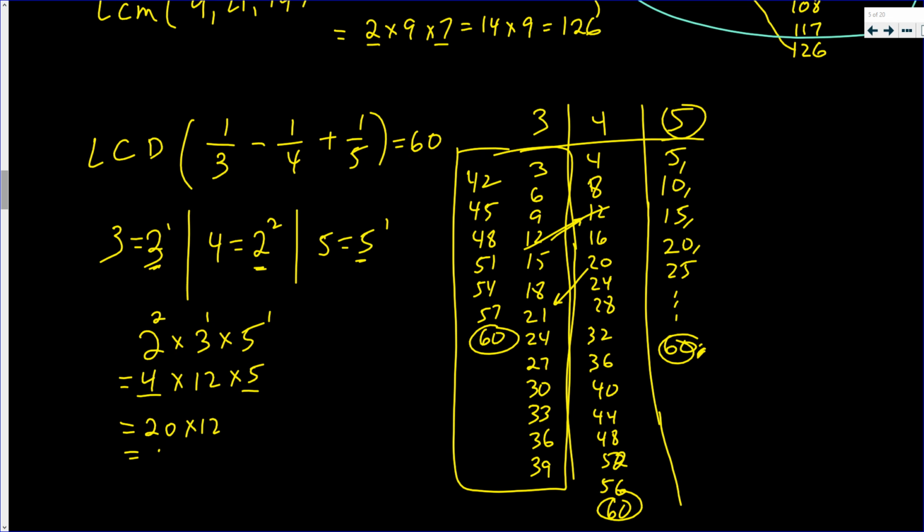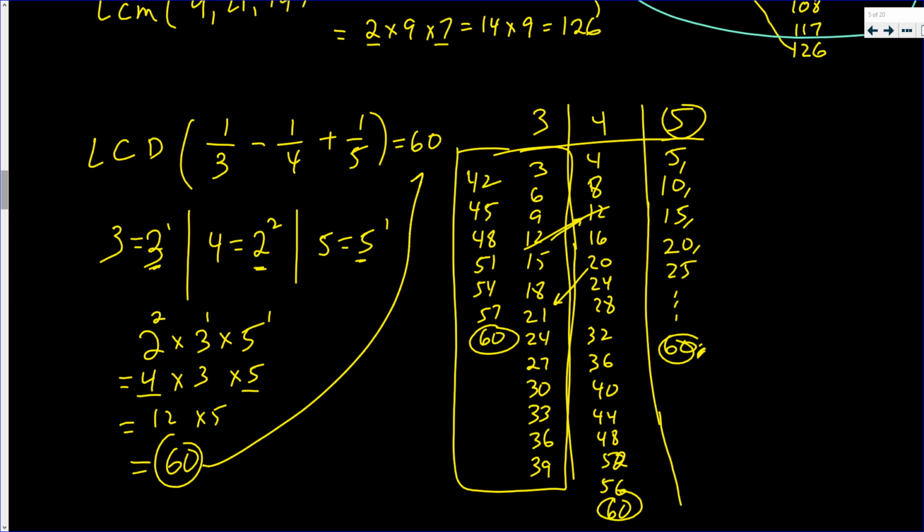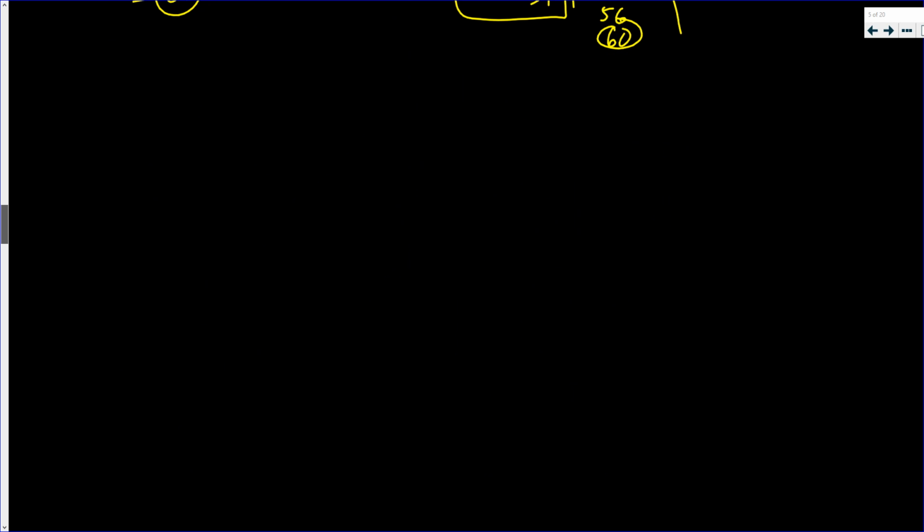Okay, I know why I wrote the 12. I already did 4 times 3 in my head. 4 times 3 is 12. And 12 times 5 is 60. Got the same answer, a lot less work. Just to show you that I'm not crazy when I say if the numbers are small, it's not that bad.